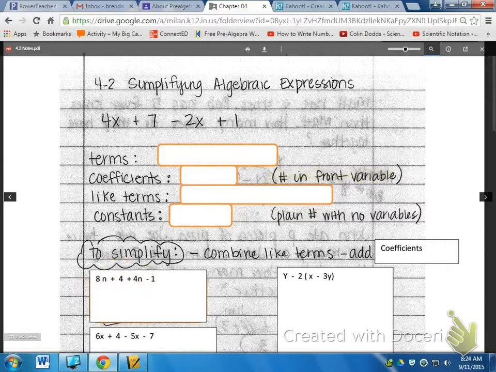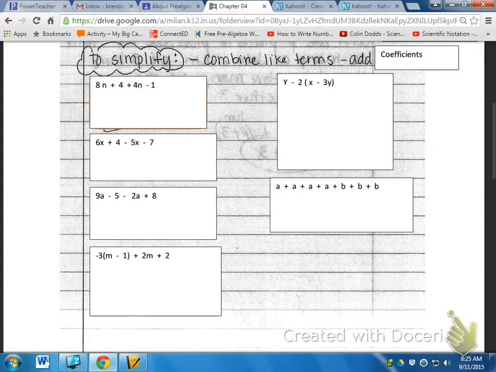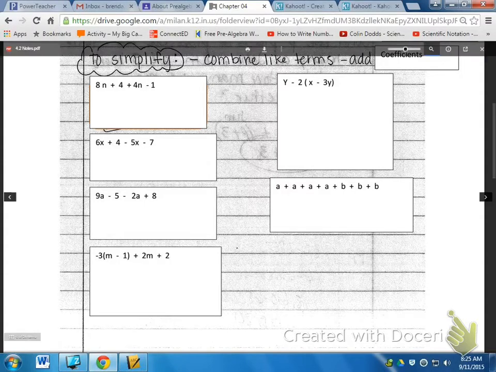So I'm going to scroll down here a little bit before we get to that one on the right. I'm going to do the one down below it. Okay, so we already did that first one. Let's do the one right here.